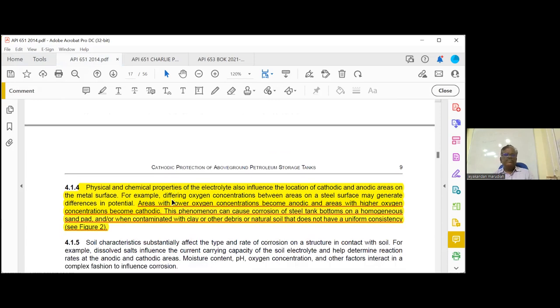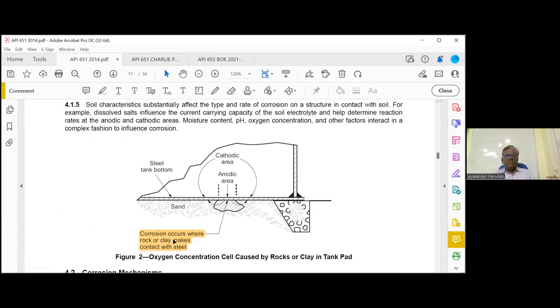The next page, 4.1.4, third line. Areas with lower oxygen concentration become anodic. It will corrode more when the oxygen is less. And areas with higher oxygen concentration become cathodic. This phenomenon causes corrosion of steel tank bottoms on a nonhomogeneous sand bed, or when contaminated with clay or debris. Suppose you have some debris, that area will be a crevice. Suppose you have a stone. That's why the pad should be of the same size, very fine sand. So corrosion occurs where the rock or clay makes contact with the steel.